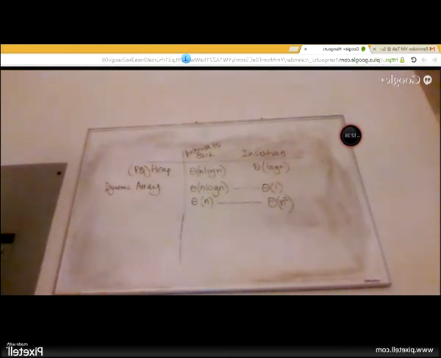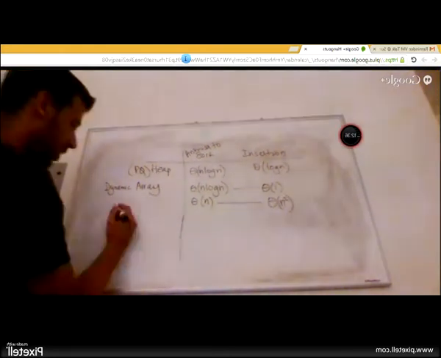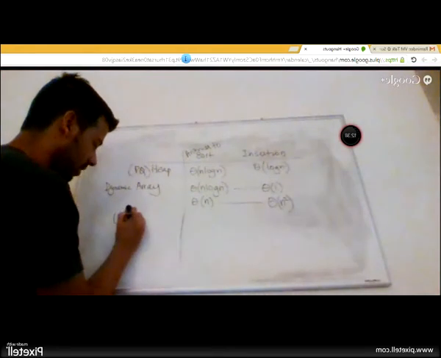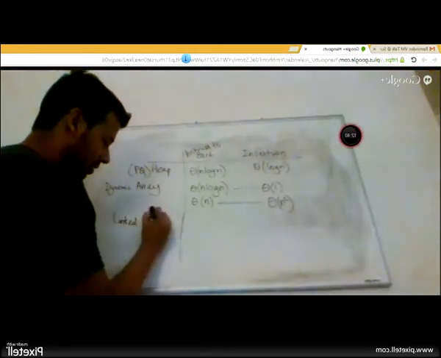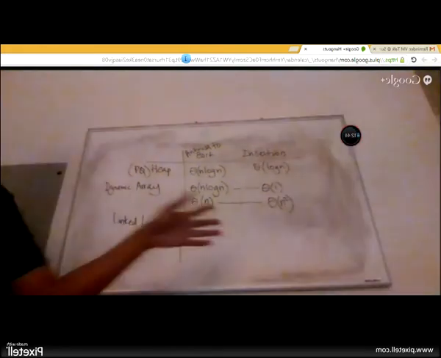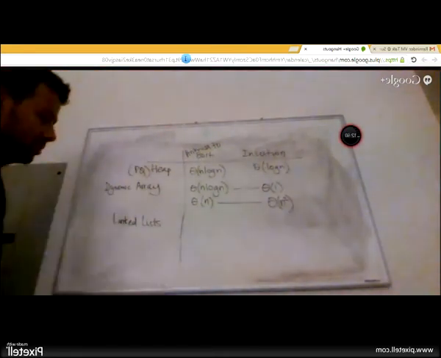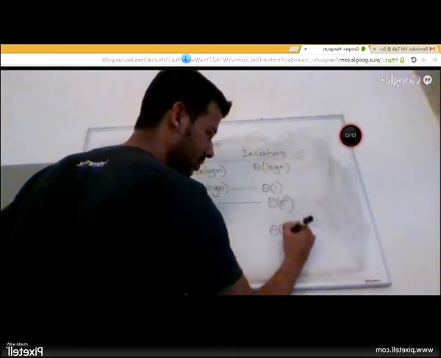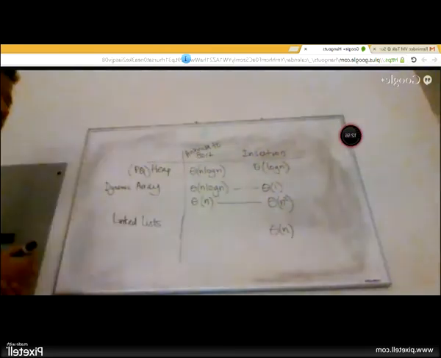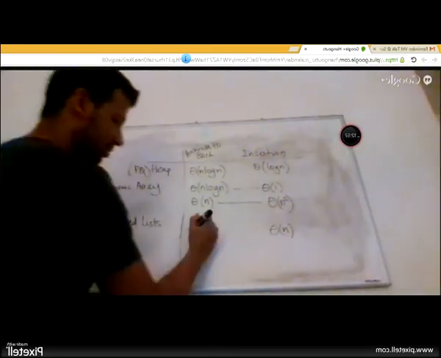You could use a list also. Perfect. Linked lists. Okay. What is the time complexity for both of these? Insertion could be done at theta of n. Okay. Sorting again would be theta of n, because it's the same like dynamic array.